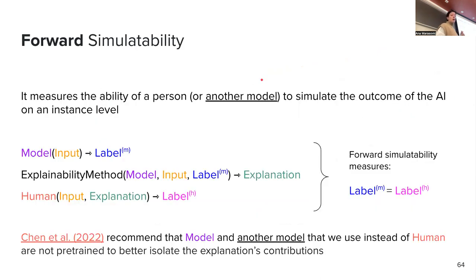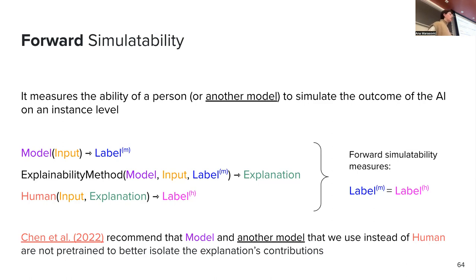Just a slight regression before we move to application grounded stuff: one example of the human grounded evaluation that maybe wasn't well represented with my choice of papers is forward simulatability, but it is a very common choice, a measurement you will see super often. So it's very important for me that you remember what it is. We have talked about it. This is not the first time we are seeing it.